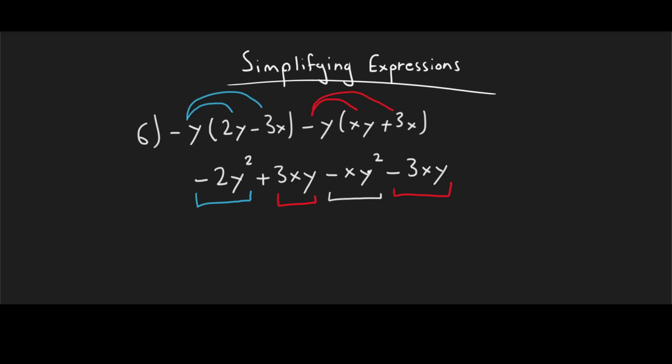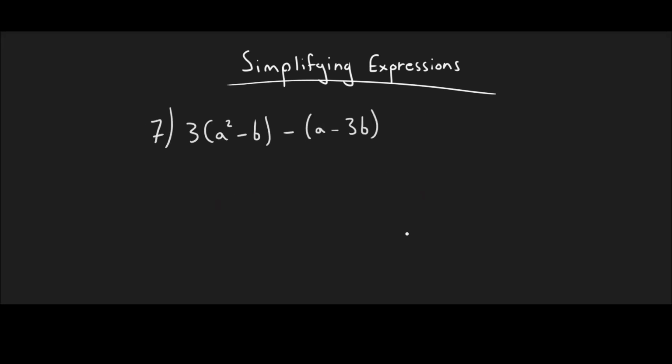Remember, even though we have y squared on both terms, we cannot add them because of the x on this term. So combining like terms, we have negative 2y squared. The 3xy and the negative 3xy will cancel out. So it gives us 0. Then we will have negative xy squared.